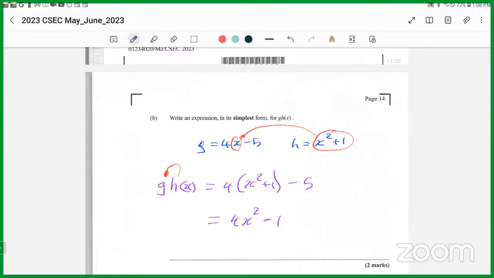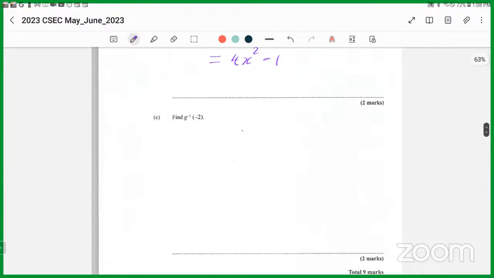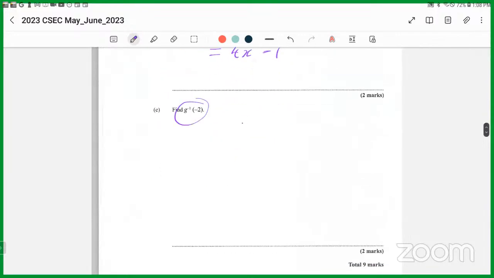Yes, sir. All right. The next part now wants g to the minus 1 of negative 2. I think now is a good time to show you the other way to do it. I'm going to do this by finding g to the minus 1 of x first.